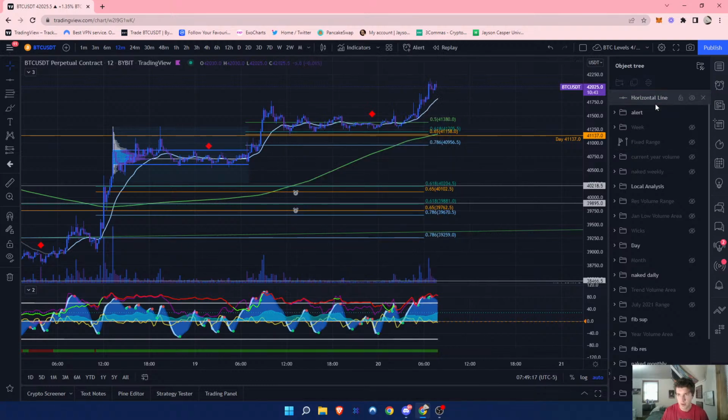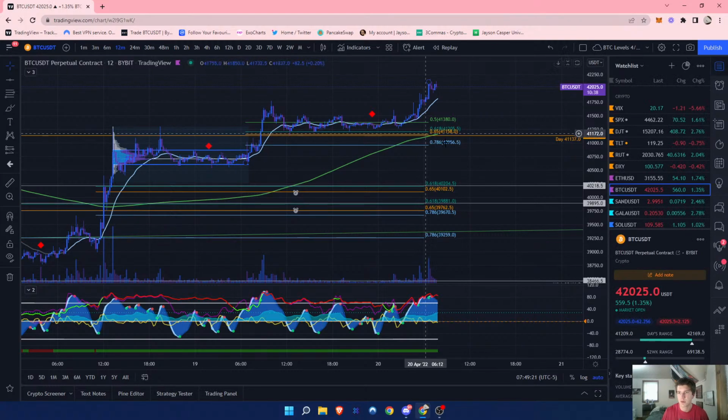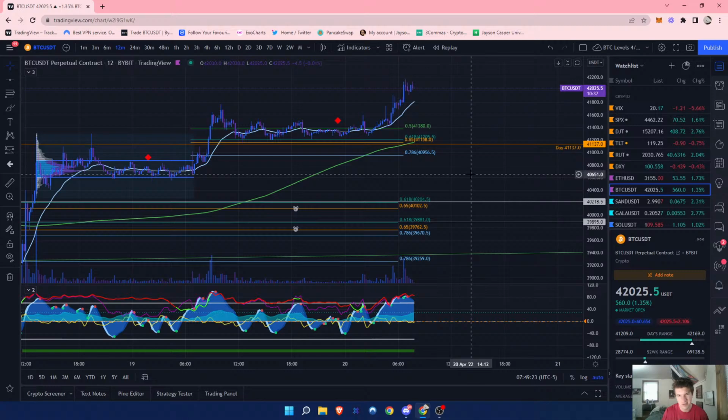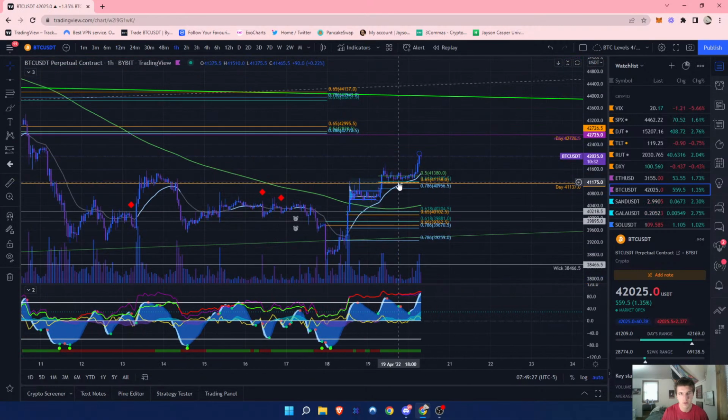I don't really see it playing out, but it's always good to have a plan for the unexpected, I guess. But that's pretty much it for longs right now.